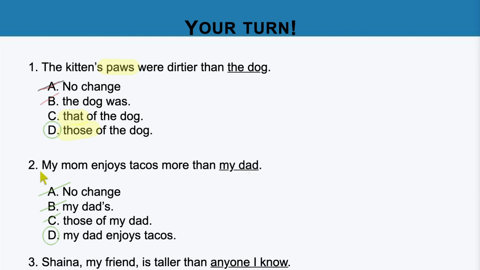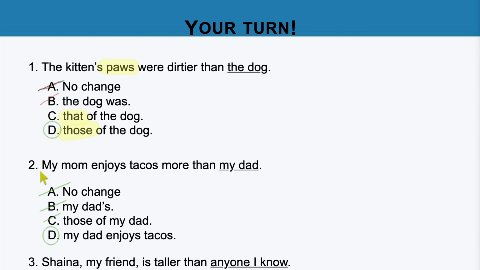And B and C are problematic because it's talking about dad something, but we don't know what. So if we said my mom enjoys tacos more than my dad's tacos, even that wouldn't really work because it's not the same comparison. You'd have to say my mom enjoys my uncle's tacos more than she enjoys my dad's tacos. So it's really a question of precision and making sure that we understand exactly what the person means.